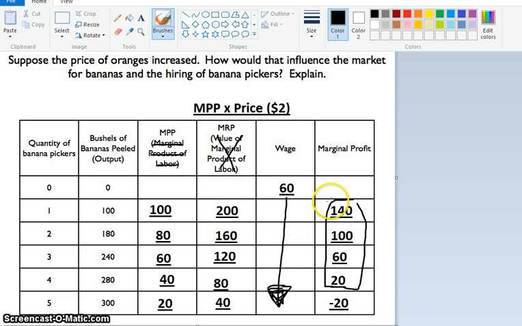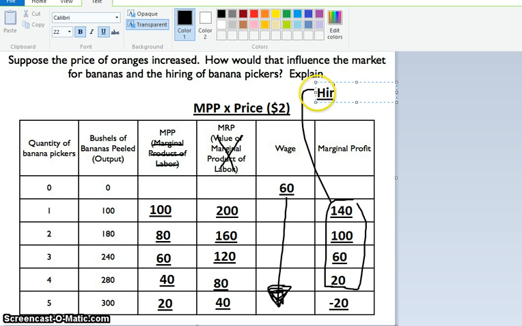But I'm not hiring the ones on the bottom. I'll hire 4, but I'm not hiring 5. Okay, and again, if you notice, the marginal revenue product here is 80. It is greater than or equal to 60. So remember, that's your rule.